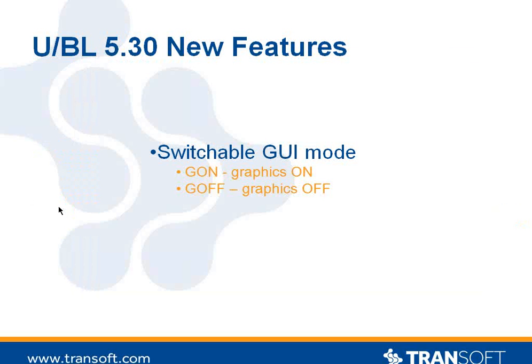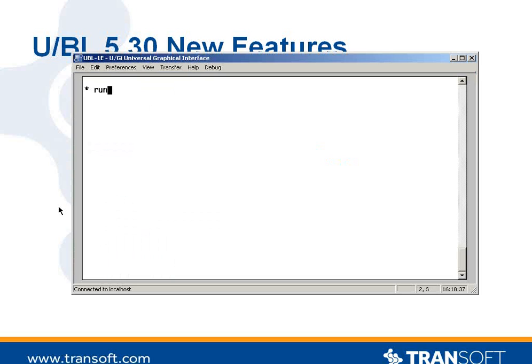Switchable GUI modes. Sometimes it's quite useful if you've developed some of your forms, some of your UBL programs with graphical Windows objects, but some forms you haven't. It might be useful for you to switch in between the two modes in UGI, which I've not been able to do up to now.